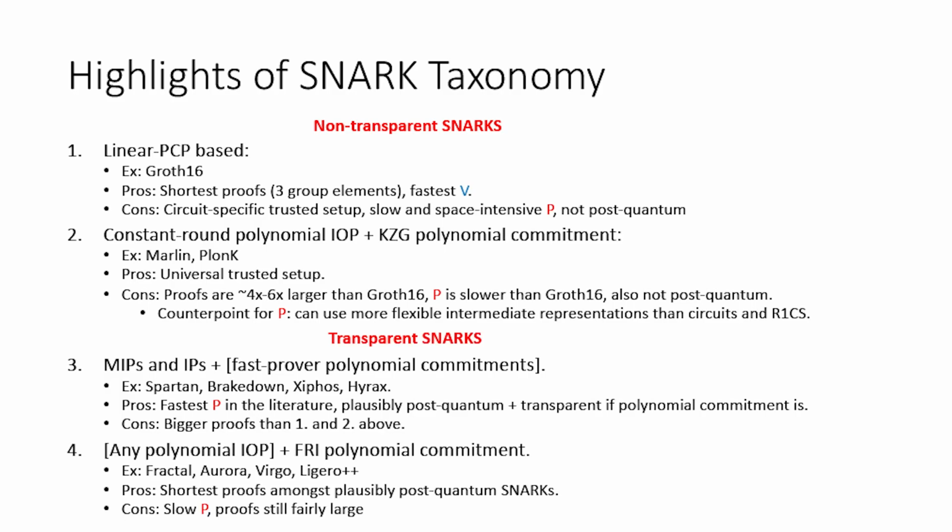And the final category is: it doesn't really matter what polynomial IOP you use, but if you use the FRI polynomial commitment, you're going to get the shortest proofs among plausibly post-quantum SNARKs. It'd be transparent too. And the downside is, the prover is pretty slow and the proofs are still fairly large. Like lambda, that's the security parameter, times log squared, is bigger than log, is bigger than constant, in some cases by significant factors, and I'll say more about that later.